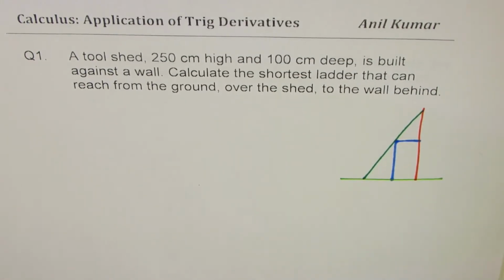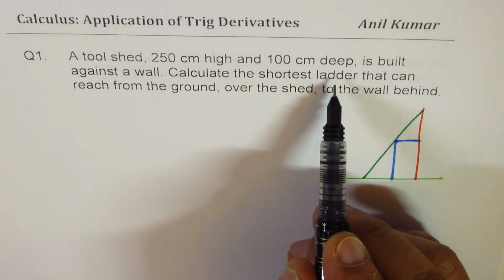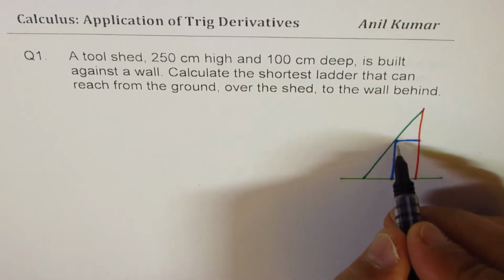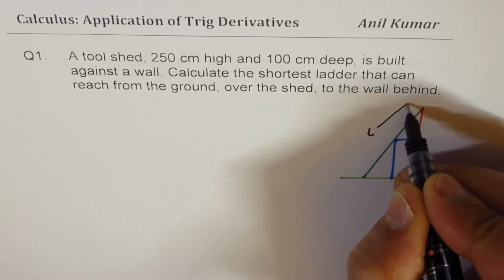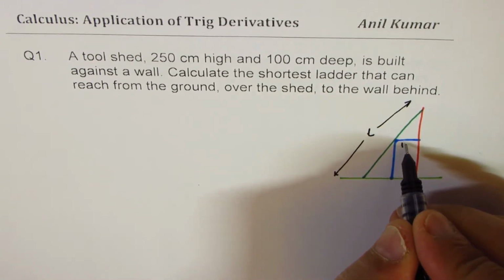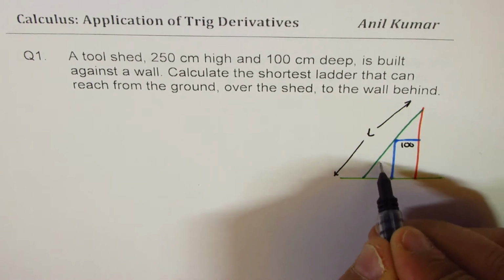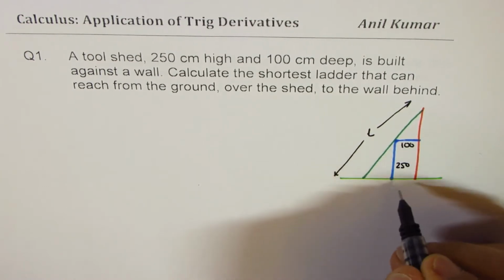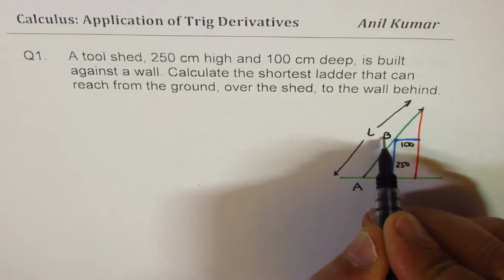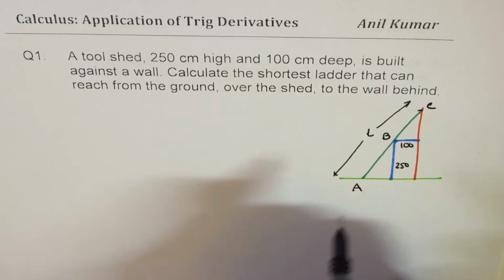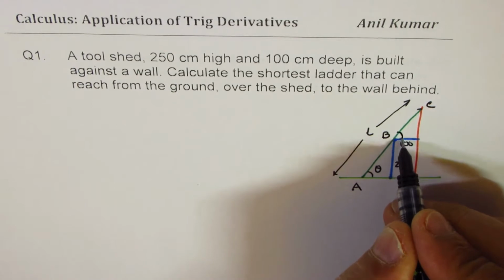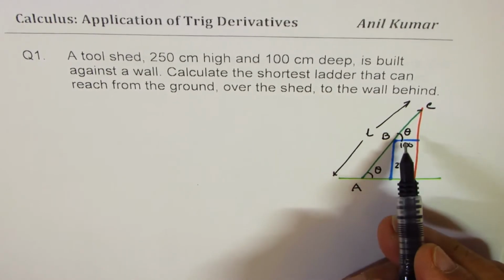In that case, we need to calculate the shortest ladder that can reach from ground to the wall, right? So that is the length L, for example, for the ladder. We know this is 100. And this length is 250 here, all in centimeters. So let's say this is point A, this is point B, and this is point C. Now, the angle here will be same as angle at B. That is very clear, right?